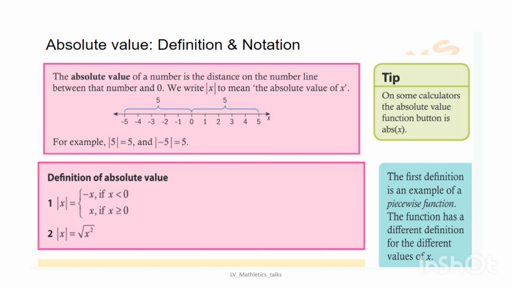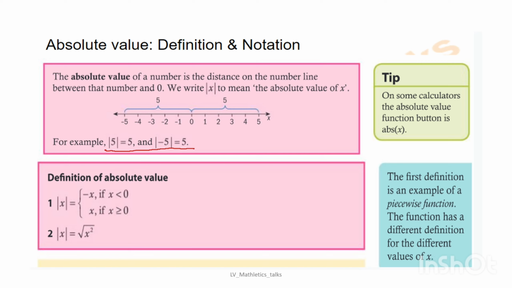Now let us look at the definition of absolute value of a number. The absolute value of a number is nothing but the distance of the number from 0. So when I say absolute value of 5, it is the distance of 5 from 0. What is the distance of 5 and 0? 5. So absolute value of 5 is 5. Now let us look at minus 5. What is the distance of minus 5 from 0? It is 5 again. So the absolute value of minus 5 is also 5. That is what is mentioned over here.